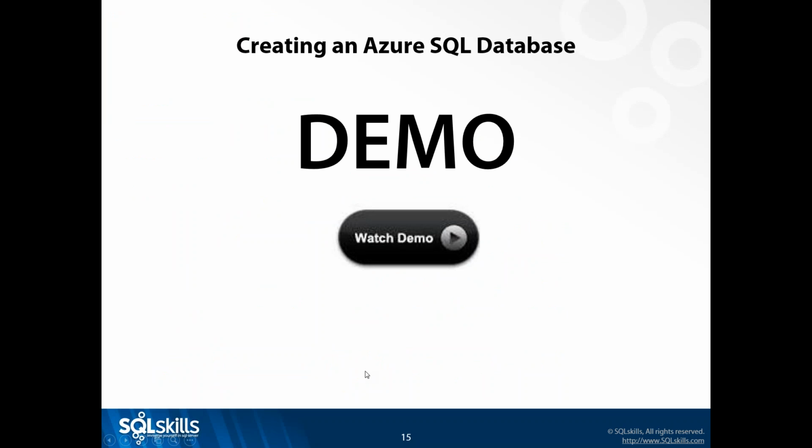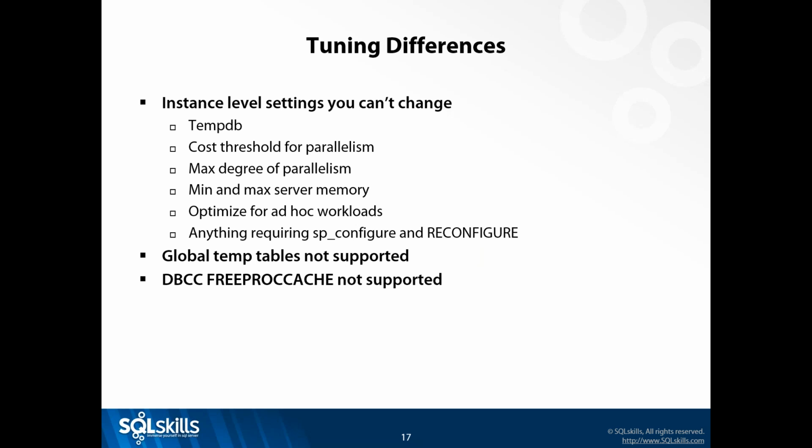So I showed how easy it is to kind of step through and some of the limitations with creating your Azure SQL database. Again, we don't specify location of the files, the number of files, all that's chosen for us. And then determining your DTU starting point. Like I just showed you, we have a good calculator that gives us that starting point. So with tuning differences, what are our options? What are some of the things that we can do? What are some of the things that we can't do?